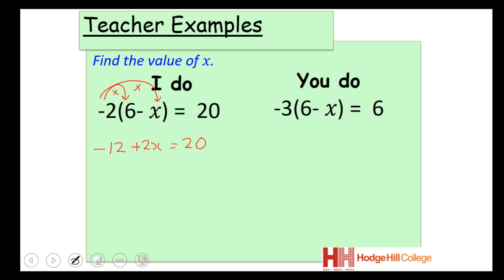So remember, you need to get x on its own. First, you move what's furthest away from the x, so you need to move this away onto the other side first. So the inverse of minus 12 is plus 12. So we plus 12 to both sides. So now you've got 2x equals 32. So 2x means 2 times by x. Inverse of times is divide, so you divide both sides by 2. And you get x equals 16 as your final answer. So x equals 16. To double check, you can substitute it back in.